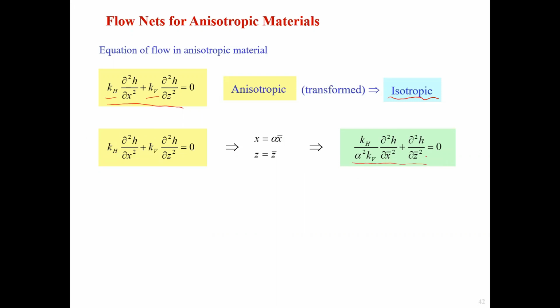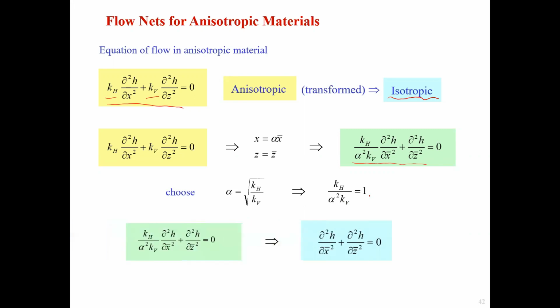So that's this expression. And if we set alpha equal to the square root of KH over KV, so that KH over alpha squared times KV equals 1, then the previous equation for an anisotropic material can be reduced to that for the isotropic material, right? So the flow in an anisotropic soil can be analyzed using the same method as that used for analyzing isotropic soils, including the sketching of the flow lines.